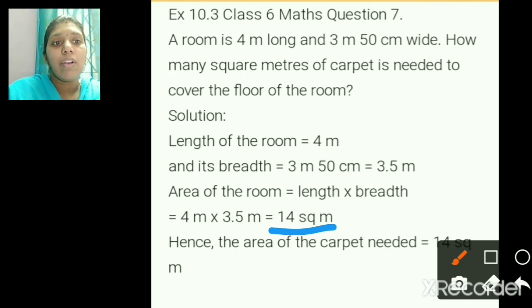So the area of the carpet needed, whatever is the area, that much only the carpet is needed. Yes or no? So the area of the carpet needed is equal to 14 square meter. Clear, children?